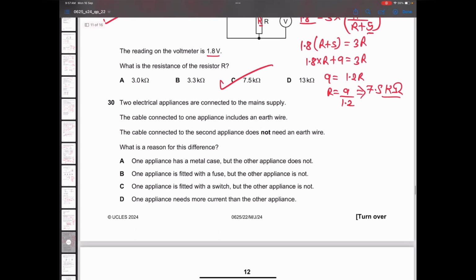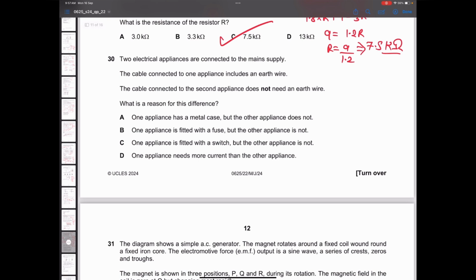Next question. Two electrical appliances are connected to the main supply. The cable connected to one includes the earth wire. The cable connected to the second one does not include an earth wire. Earthing is mainly required in the appliances which have a metal case, just like your electric iron and geysers. A lot of devices have metal casing. That is why they need earthing. So one appliance most likely has a metal case, the other one does not. That is why one is using an earth wire, the other one is not.